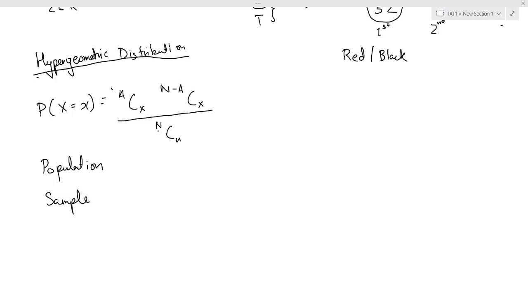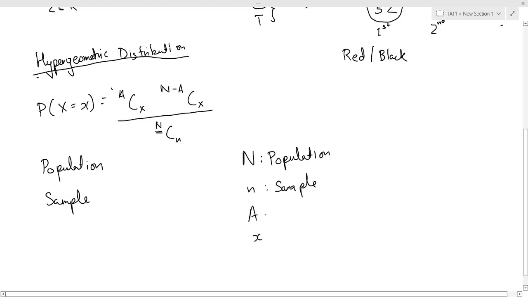First of all, what is capital N? Capital N is the population. Small n is what? Small n is your sample. Then what is A and what is x?